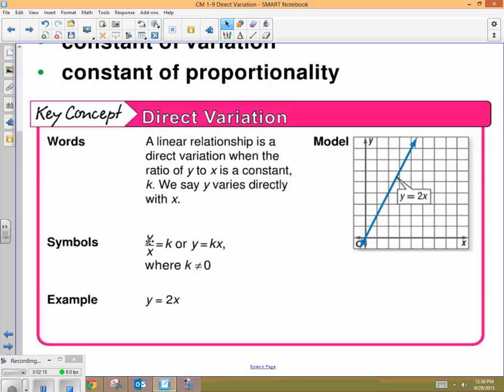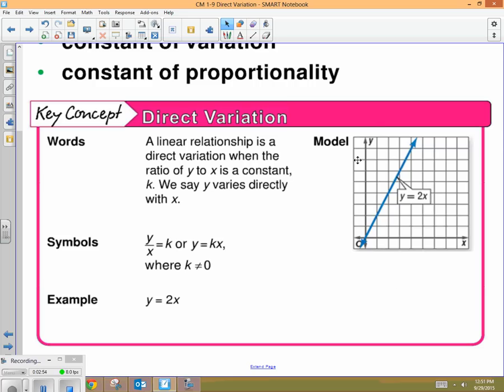For the symbols, you need to know that y over x is equal to k. Or you can multiply both sides of the equation by x, and you will find that y is equal to the constant, or k, times x. And remember that the constant can never be equal to 0, because you cannot have 0 in the denominator. So for example, y equals 2 times x. 2 is the constant, so the constant here is 2.